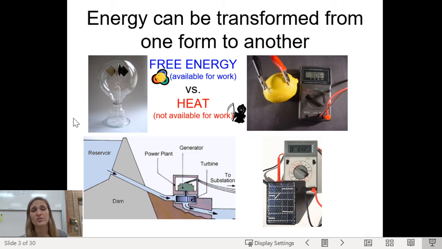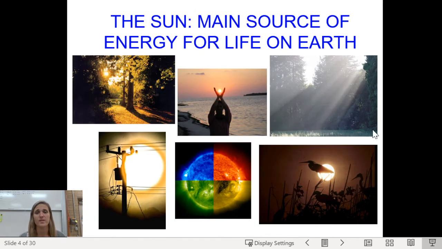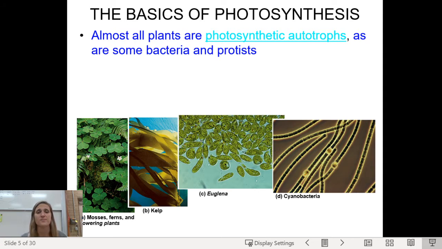We've already done a bunch of stuff on energy transformation, but just a reminder that energy can be transformed from one form to another. Free energy is available for work, so energy that is able to be used for work, and heat is a byproduct of reactions that you can't use for work. You do need what it says at the top. The sun is the main source of energy for life on Earth. This is just some examples, some pretty pictures of the sun. But the sun is the main source of energy for life on Earth. And we'll see what that actually means here in a minute.